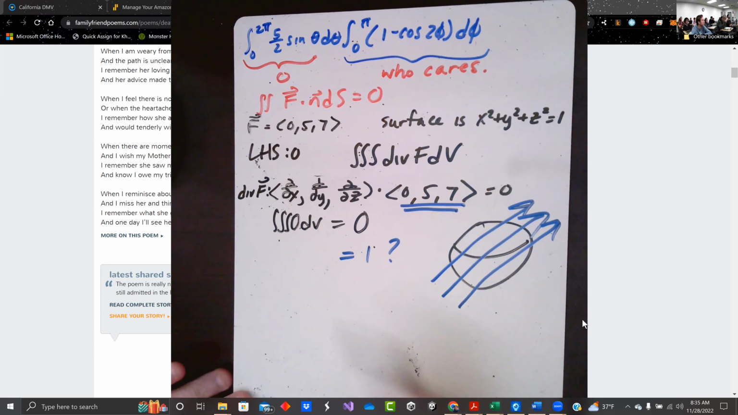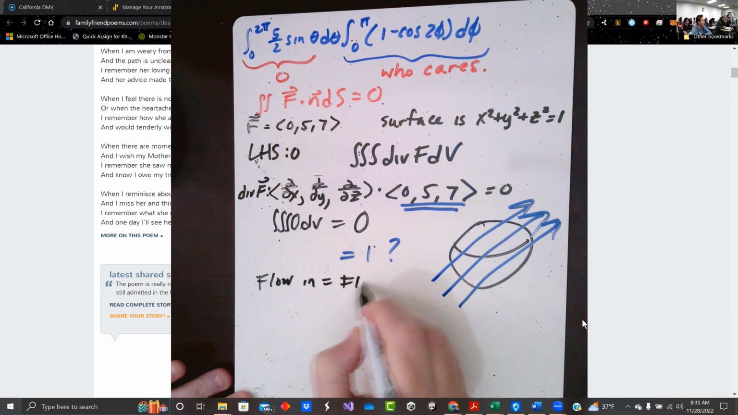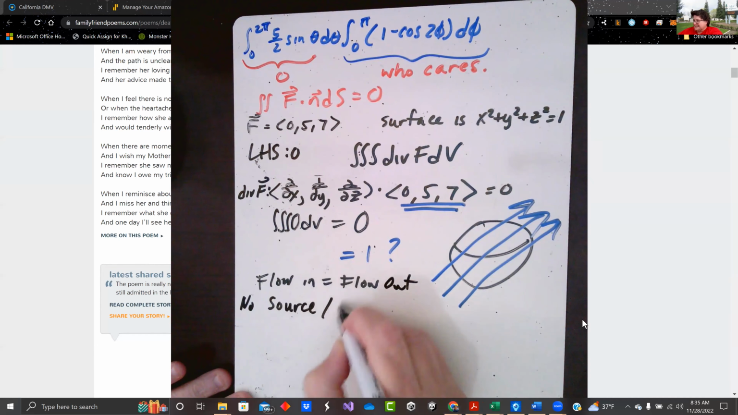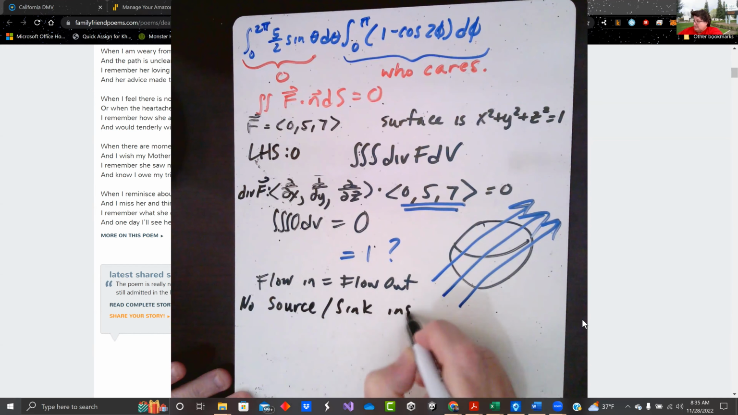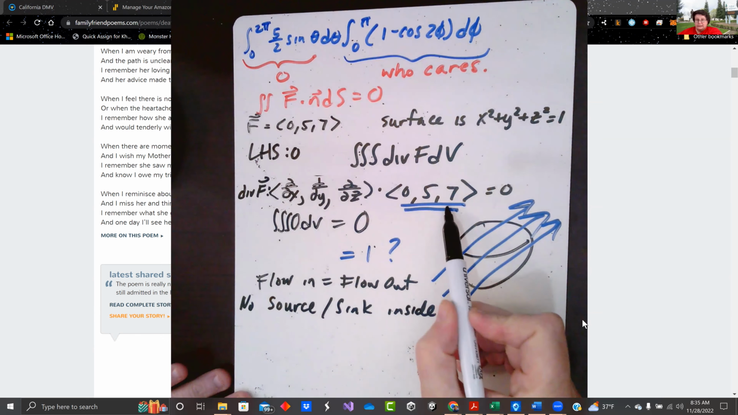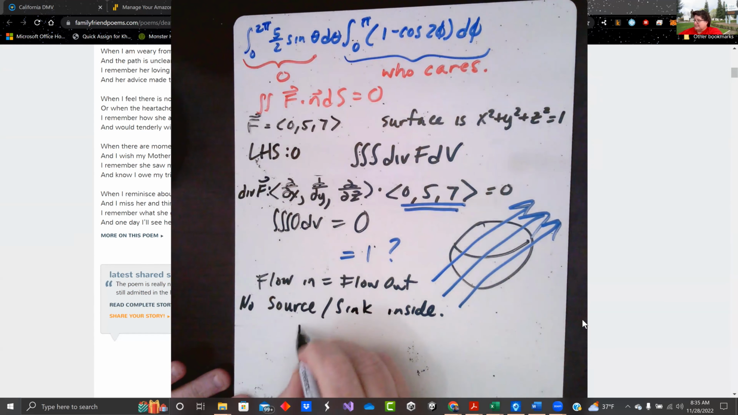Yeah, that's what he's saying. The flow going in equals the flow going out. There's no source or sink inside, because the flow is constant. So the flux has got to be 0.